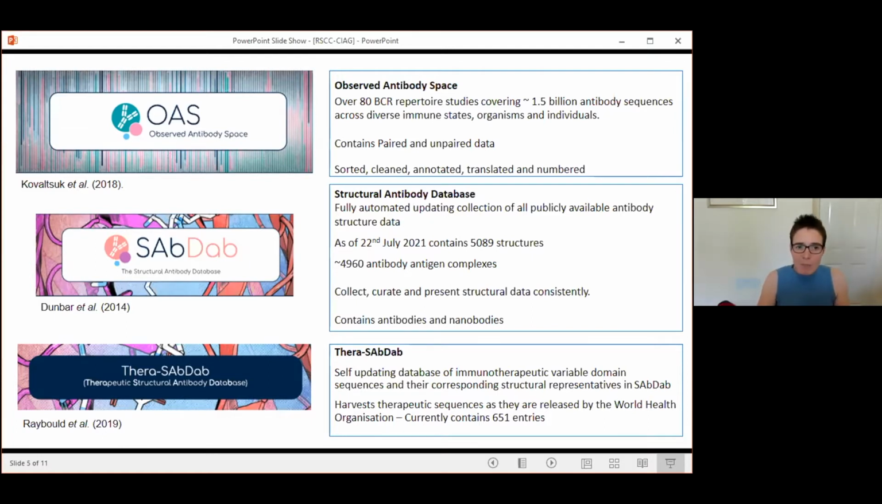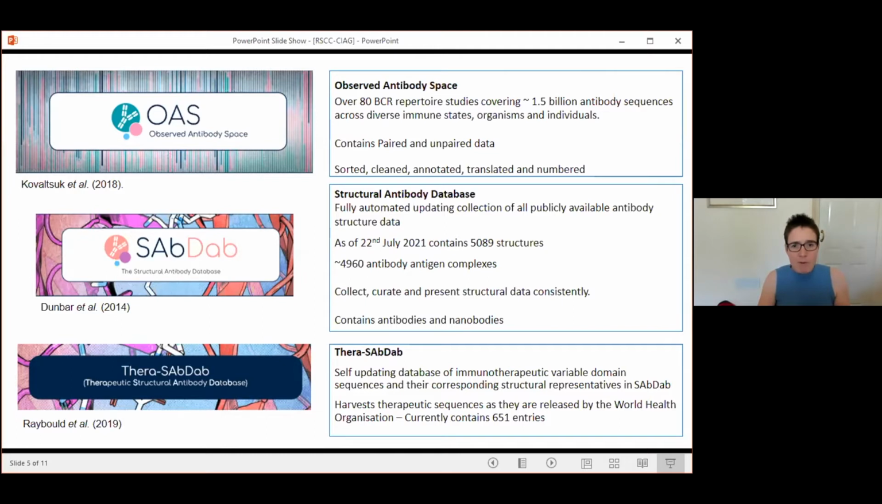The second database that I would say underpins almost everything we do is the Structural Antibody Database. And this is a fully automated, updating collection of all publicly available antibody structure data. And the reason for doing this, and I'm sure many of you have used the PDB, is that if you go to the PDB and you type in the word antibody, you don't get all the antibody structures.